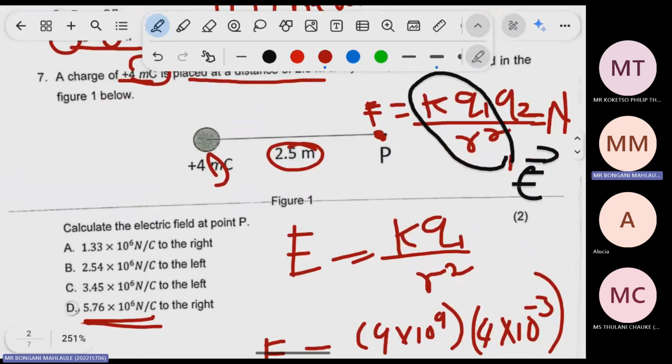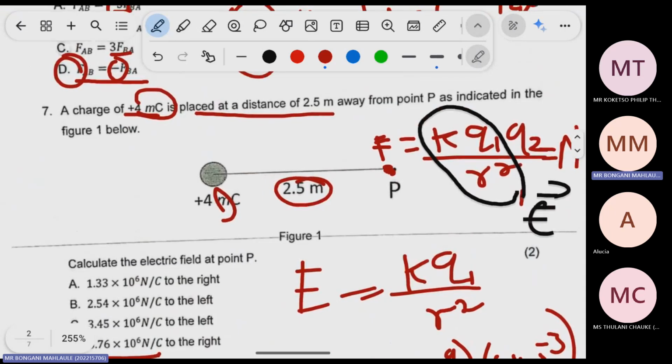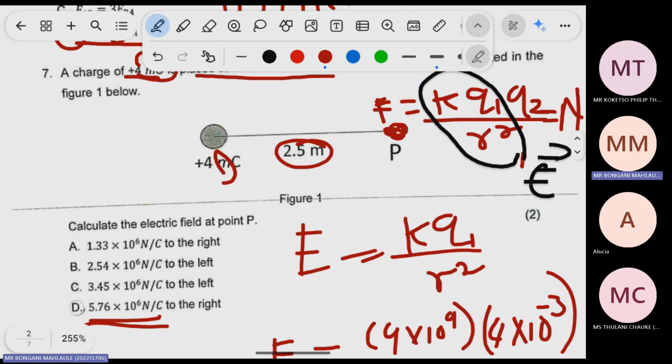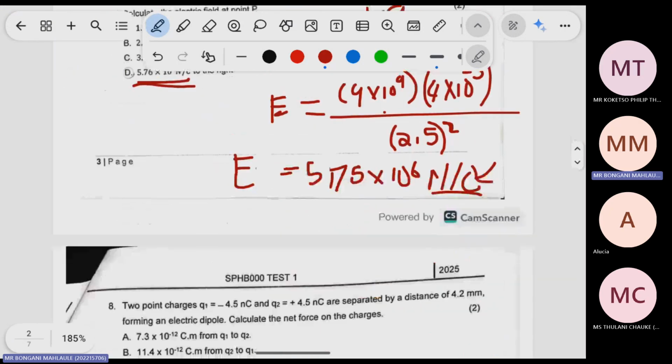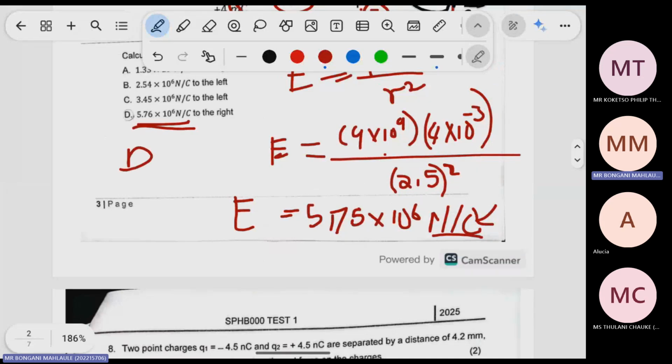To the right. Which one will move to the right? It's a test charge, this one. So they are saying 5.76 times 10 to exponent 6. So it will move in this direction. Due to this, it means that this point charge was negative. Then now, you know that the answer here is letter D.